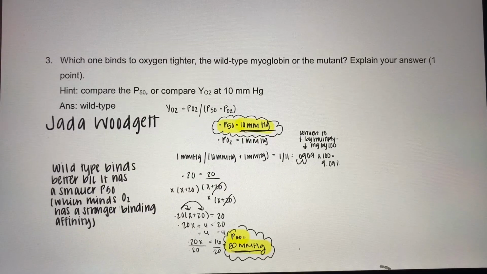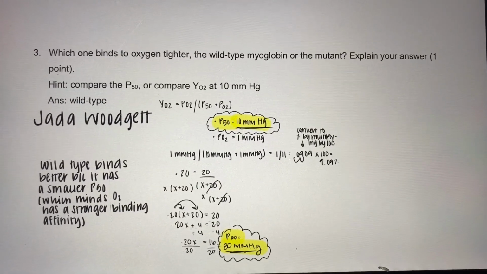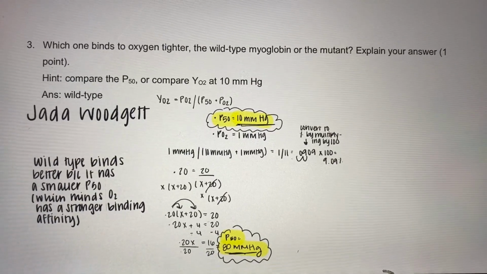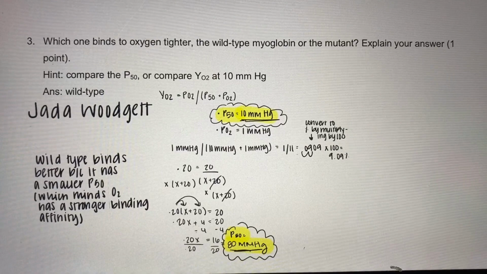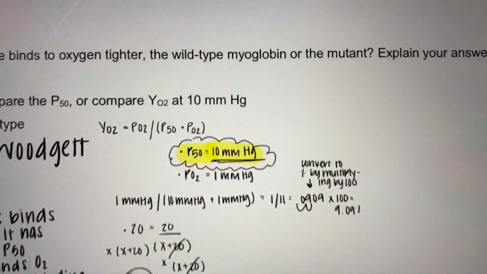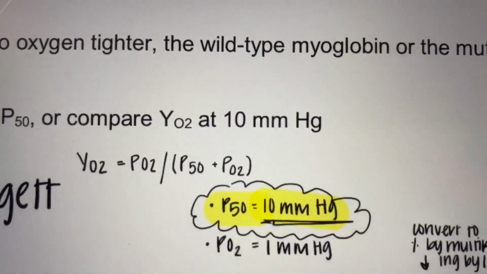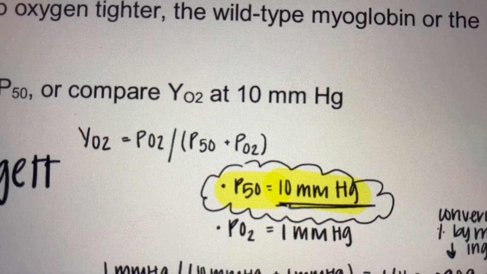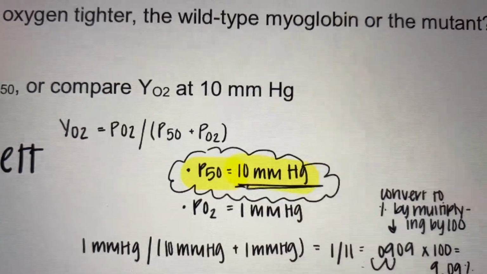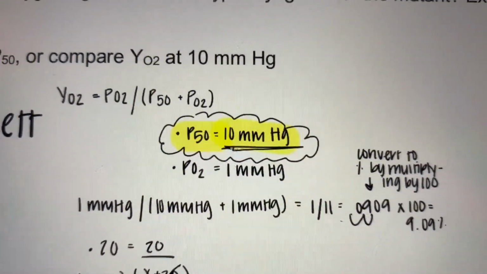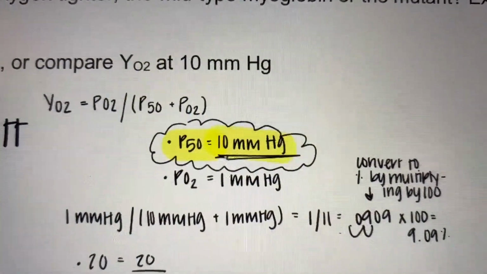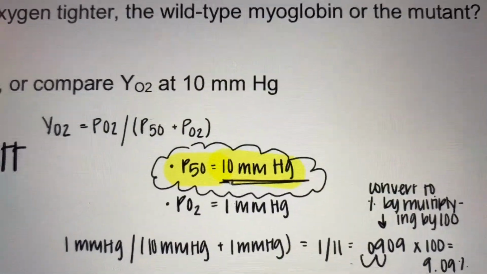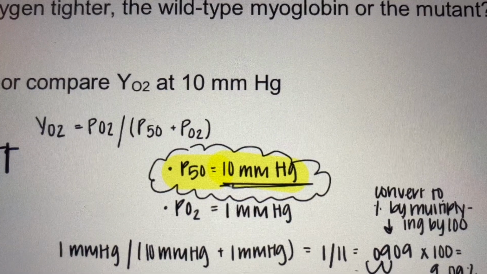So I have the third question. It states, which one binds tighter, the wild-type myoglobin or the mutant myoglobin? And to start off this question, I did 1 and 2. So for the first one, I used the equation YO2 equals PO2, or partial oxygen, divided by P50 plus partial oxygen. And I got that the P50 for the wild type was 10 millimeters mercury.